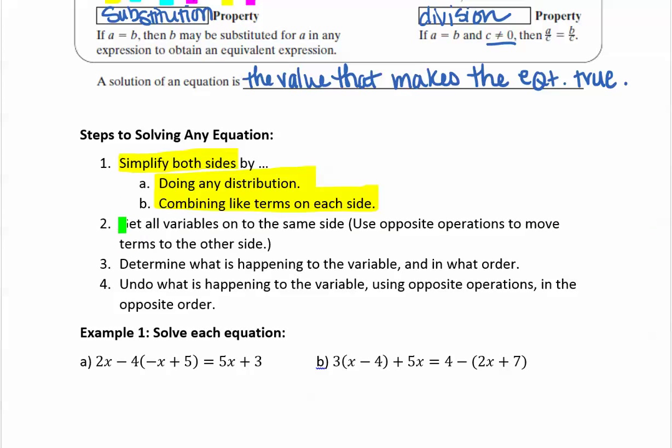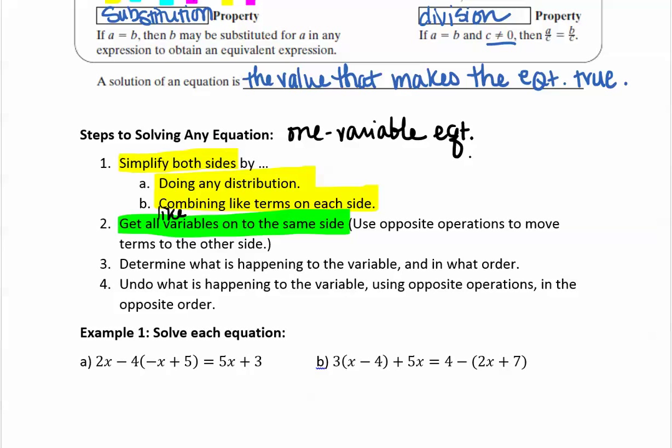Okay, step 2, get all variables onto the same side. So if you have x's on one side and x on the other, then you want to get them all onto the same side. By the way, I should say like variables. Usually what we're talking about here when we're solving an equation, we're talking about a one variable equation, although a lot of these principles can apply to equations that are more complicated. All right, moving on.